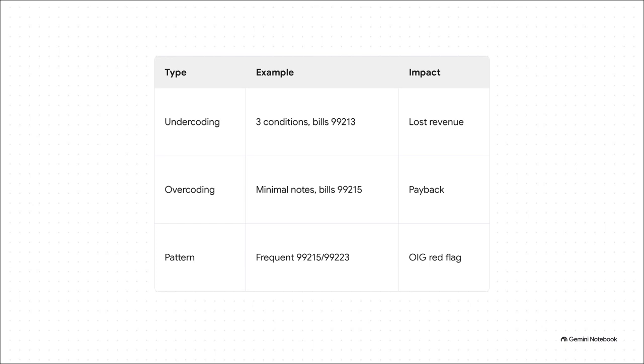Undercoding, like if you document 3 chronic conditions but only bill a 99213 instead of a 99214, quietly drains your revenue. On the flip side, overcoding to a 99215 when you only have minimal documentation creates a massive compliance risk and forces paybacks. And if a pattern analysis shows you're frequently using the high billing levels, that anomaly is going to instantly put you on the radar of the Office of Inspector General, the OIG, as a giant red flag for potential fraud or abuse.